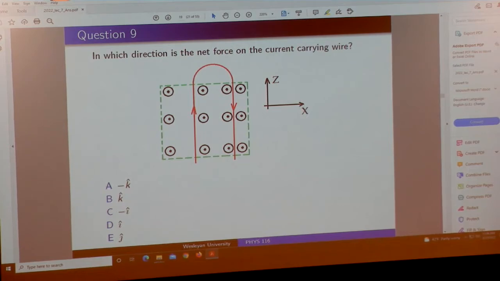Yes. What if the field was at some sort of angle, if it wasn't directly in line with the y-axis? If it was at an angle, basically you would have to do this cross product for each segment. And if you just need the magnitude, we know that the magnitude would be ILB sine theta, where theta is the angle between the direction of the current and the direction of B.